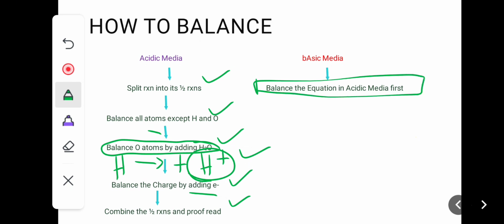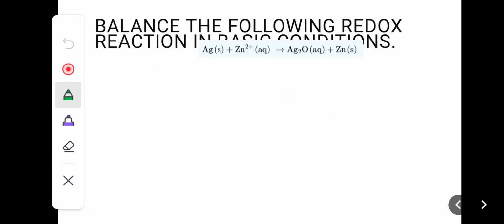First, balance in acidic media. Then after you do that, you are now going to add your hydroxide ions to cancel out the hydrogen ions, and that's the last step. And after that, you can just cancel the common things, the spectator ions that are on both sides of the equation, on the reactant side and on the product side. So these are the steps, labeled and arranged in the order in which you are supposed to follow them.